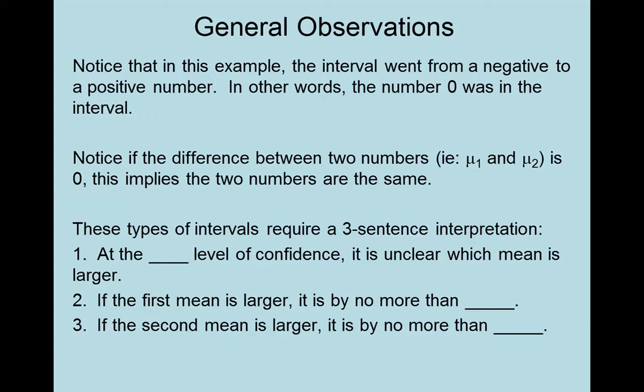Or you could say something like, at 99% confidence, it's not clear which mean is larger, but the mean for the first group could be anywhere from this much less to this much more than the other one. Sometimes that makes sense. Sometimes it's a little hard to keep that straight. But this is the first example of a confidence interval for the difference in means when you have two independent samples.